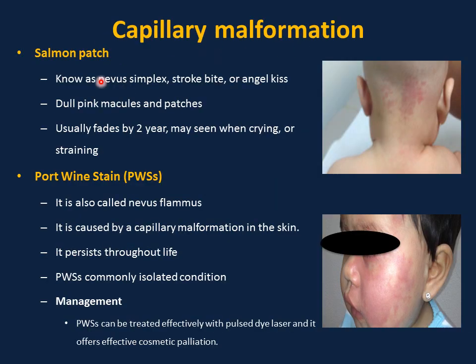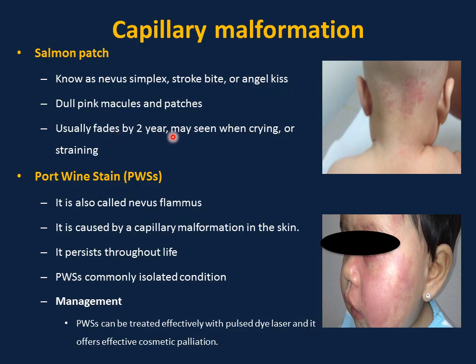Capillary malformation. You need to know the difference between the salmon patch and port wine stain. Salmon patch is well known as nevus simplex, stork bite, or angel kiss. We discussed that in the beginning of this presentation. It is a dull pink macule or patch commonly seen in the nape of the neck, in between the eyebrows, in the forehead, or above the eyelids.